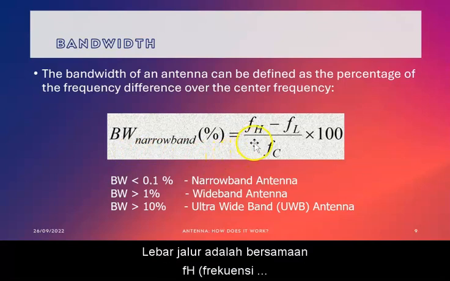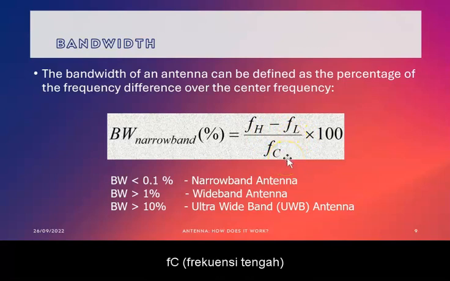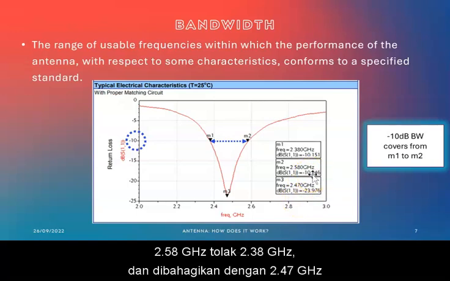So bandwidth is equal to FH, which is your high frequency, minus FL, which is your lower frequency, divided by FC, which is the center frequency. So, if you refer back to your previous example, the bandwidth of the antenna would be 2.58 GHz minus 2.38 GHz divided by 2.47 GHz.